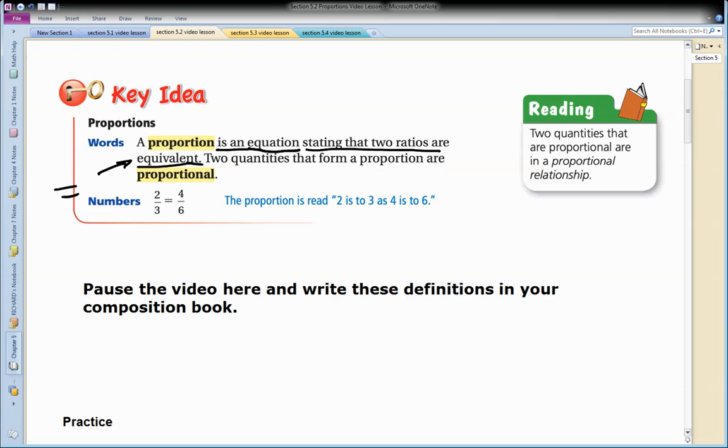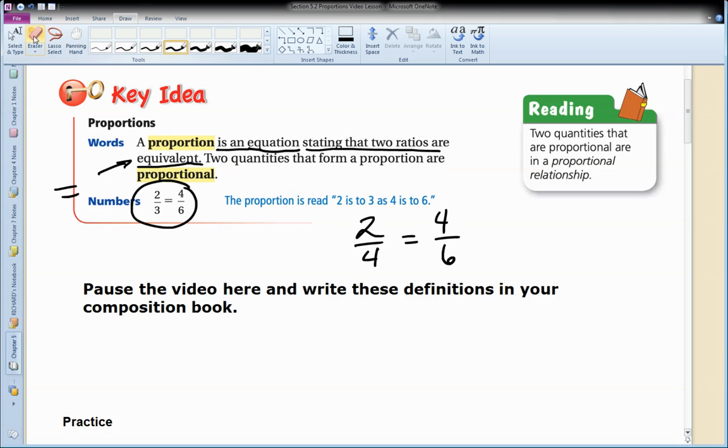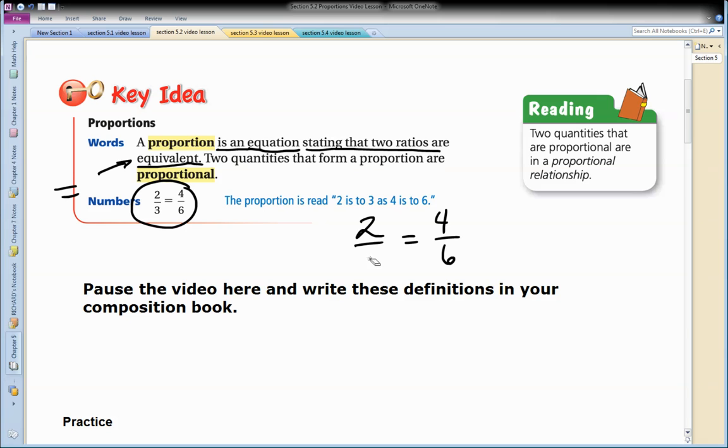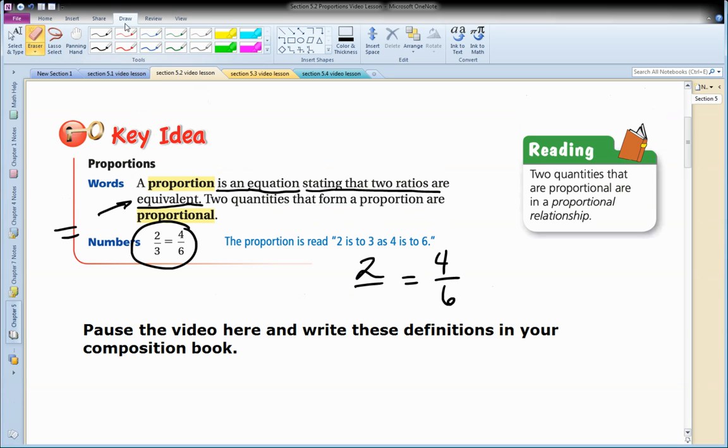Okay, we're back. And here's an example of a proportion. I'll write that bigger so you can see it. 2/4 is proportional to 4/6. And I wrote that down wrong. It should be 2/3. There you go. So 2/3 is proportional to 4/6.